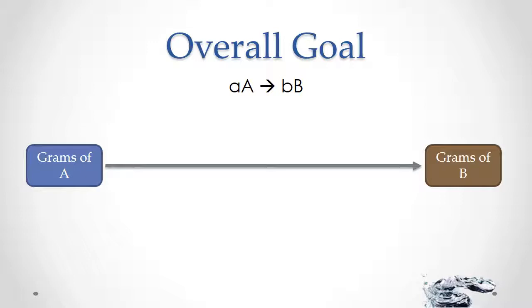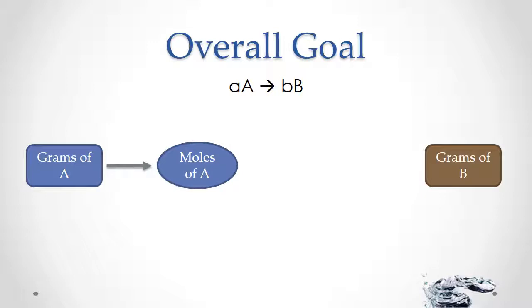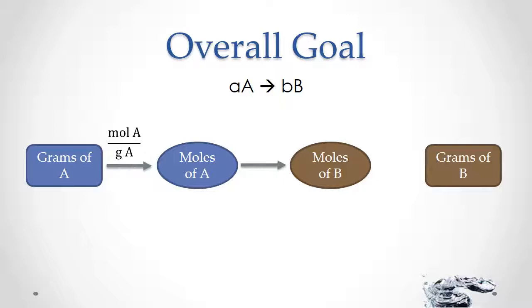We have to go there in a stepwise manner. The first thing we have to do is convert to moles of A from grams of A by using the molar mass of A. Then we can convert from moles of A to moles of B using our molar conversion from the coefficients in our equation. And we always want to have the moles of our desired unit on top and the moles of our given unit on the bottom. Once we're at moles of B, to get to grams of B, all we have to do is use the molar mass of B and multiply to get the grams.